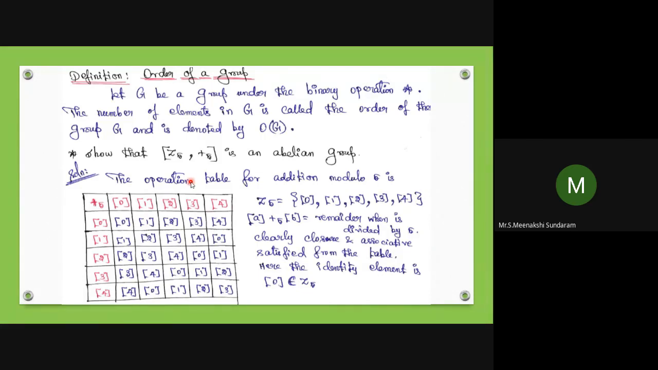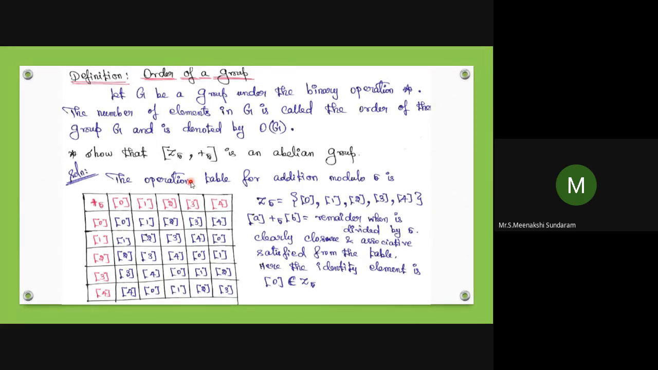Right, and the next definition is the order of a group. Order means it should be a count. The number of elements in that group is what we call the order of a group. Let G be a group under the binary operation star. The number of elements in G is called the order of the group G and is denoted by O(G). Order of G is nothing but the number of elements. It should be counted, the number of elements in the set G. So that is your order of G.